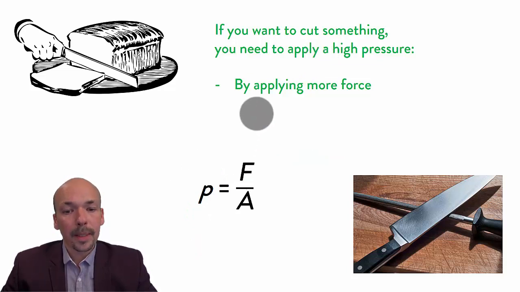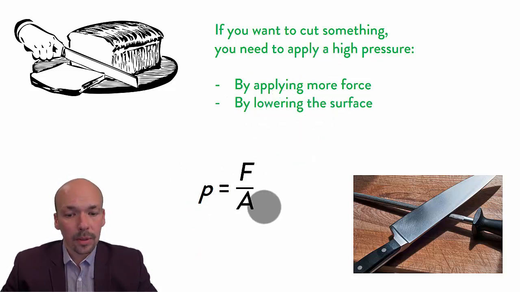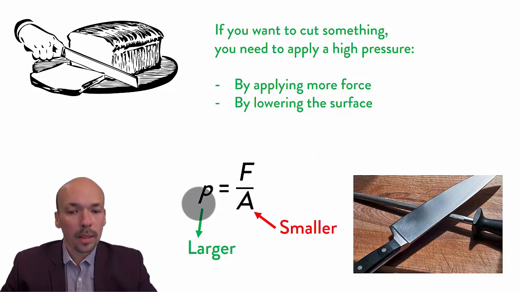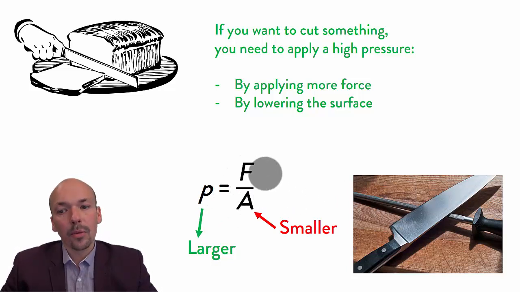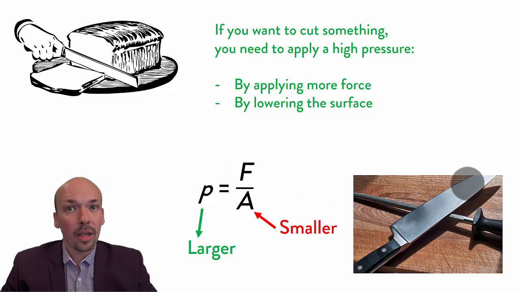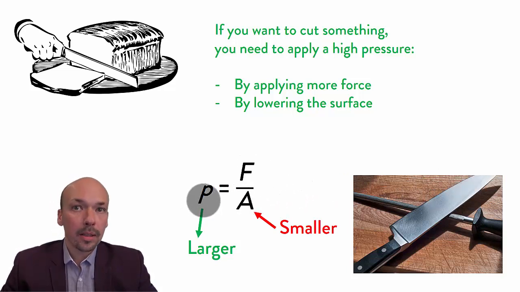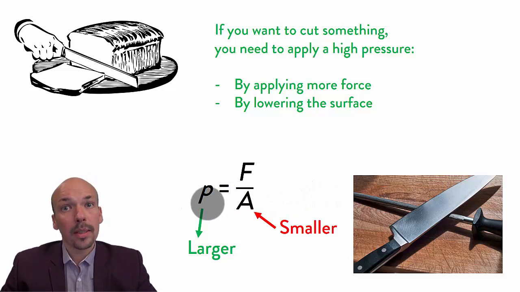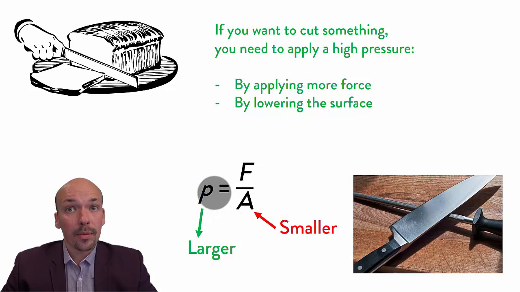The other way is by lowering the surface area. So if this one will be smaller, then the pressure will become larger because it's on the divide side here. And you can do it with a knife. You can have a higher force by applying more force, or you can sharpen the knife. And if you sharpen the knife, the area will become smaller and thus the pressure will become larger. So you don't need to apply a larger force. And that's why sharper knives cut better than blunt knives, because of the small area, the pressure will automatically become higher.